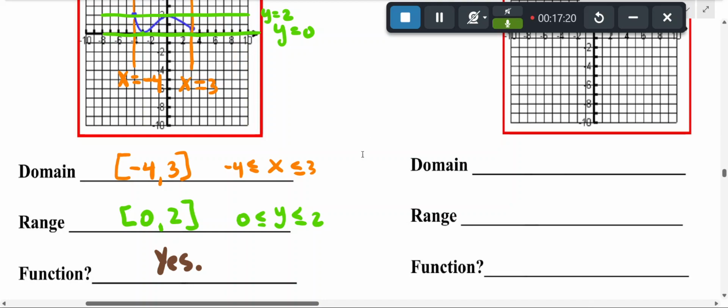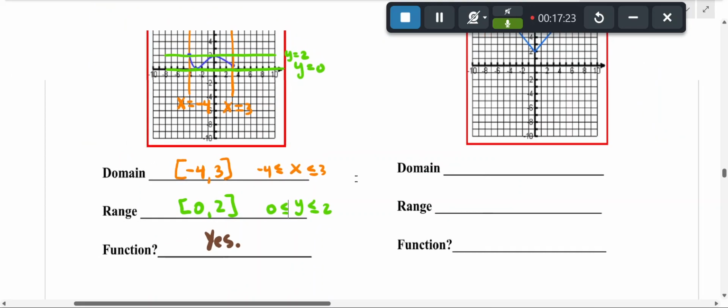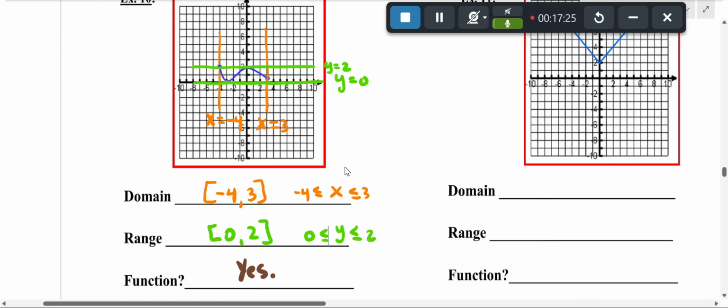All right, so if you need more help with this, let me know. I'm going to make another video with the practices from iExcel and Delta Math to show you all the different variations of domain and range, okay?